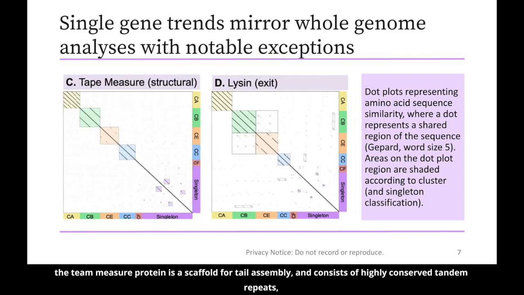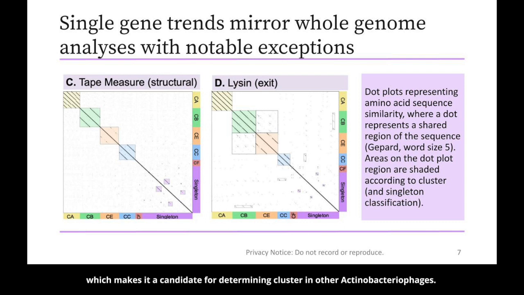The tape measure protein is a scaffold for tail assembly and consists of highly conserved tandem repeats, which makes it a candidate for determining cluster and other actinobacteriophages. This is not the case in Rhodococcus phages, as there is weak relationship within cluster CE, despite the high intercluster similarity throughout. Lastly, we looked at lysin proteins that break down the host cell wall and observed wide intercluster similarity across clustered phages and singletons. This is believed to be due to the phage's preferred host, which can differ from its isolation host.